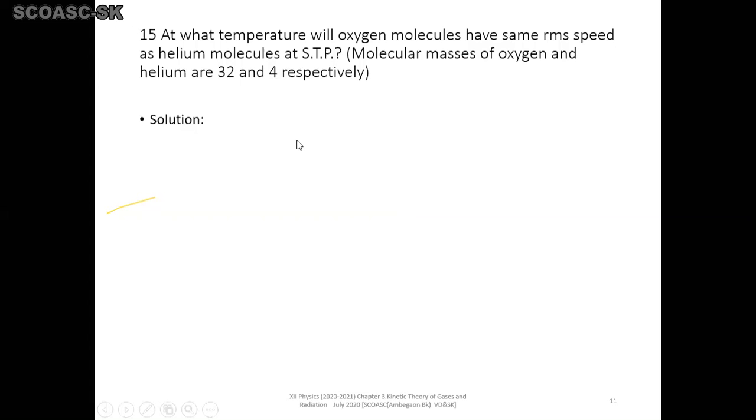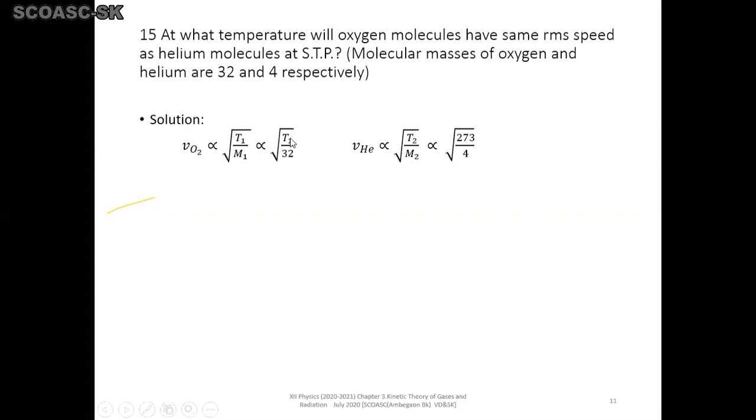One particular helium molecule means He, He42. So 4 is the molecular mass, right? Now this is related to the root mean square velocity, which is under root of 3RT by capital M, where M is the molecular mass. Now 3R is a constant, so it is going to be related to the temperature and the molecular mass, right?